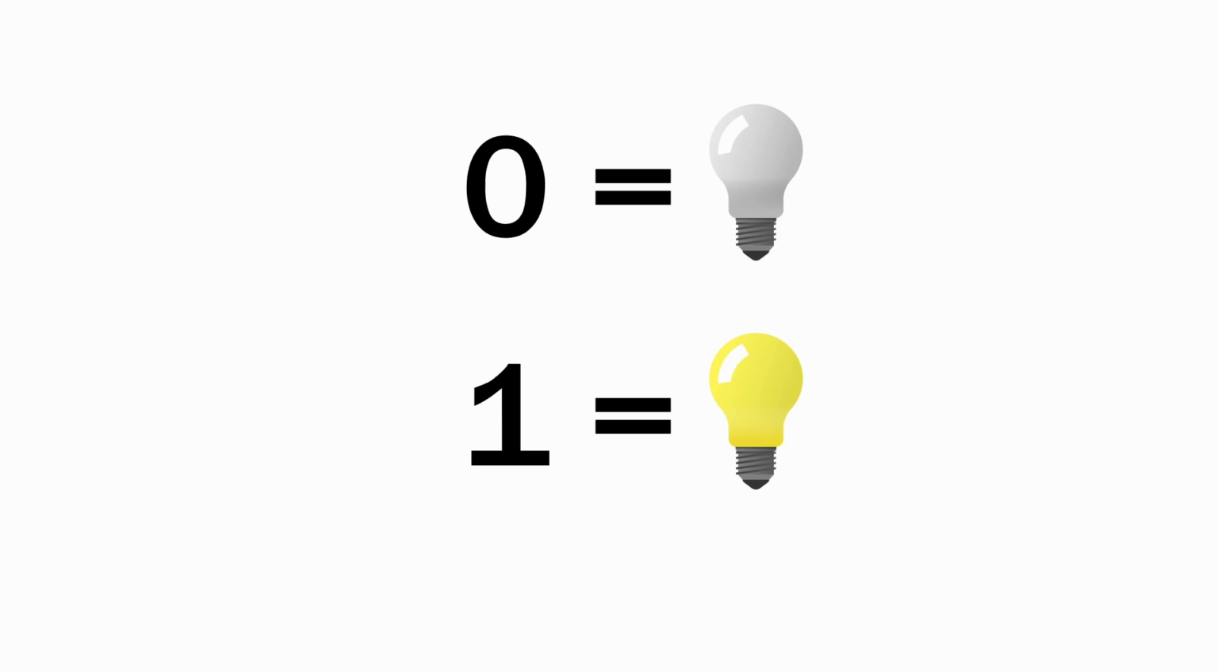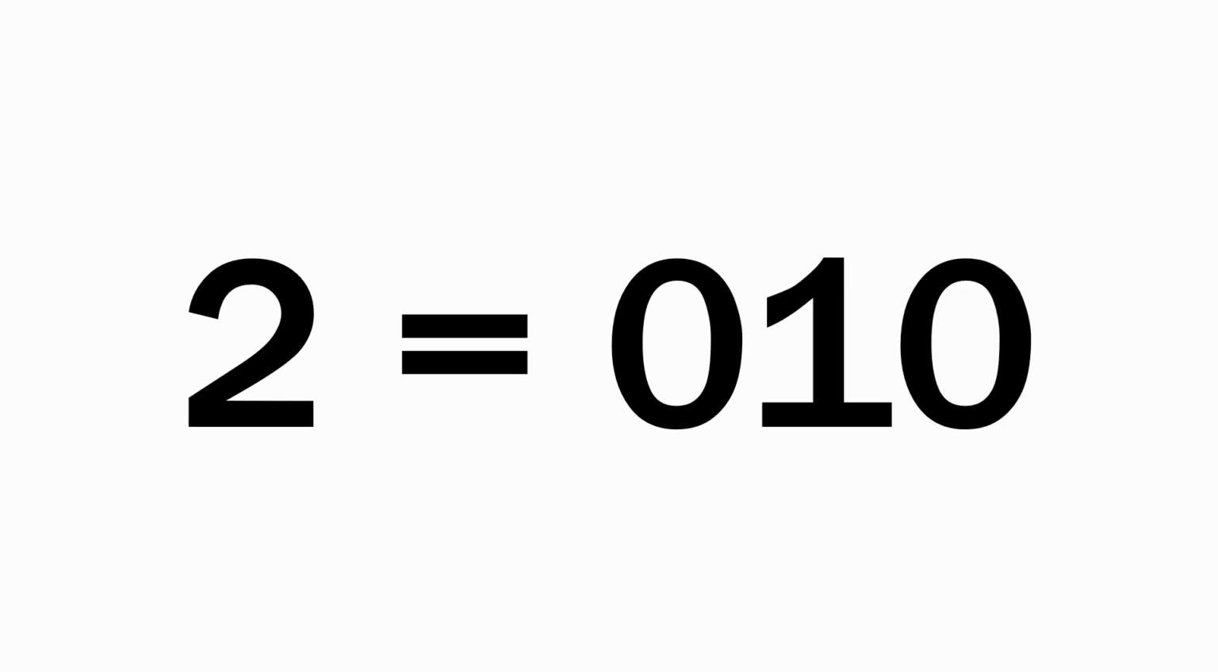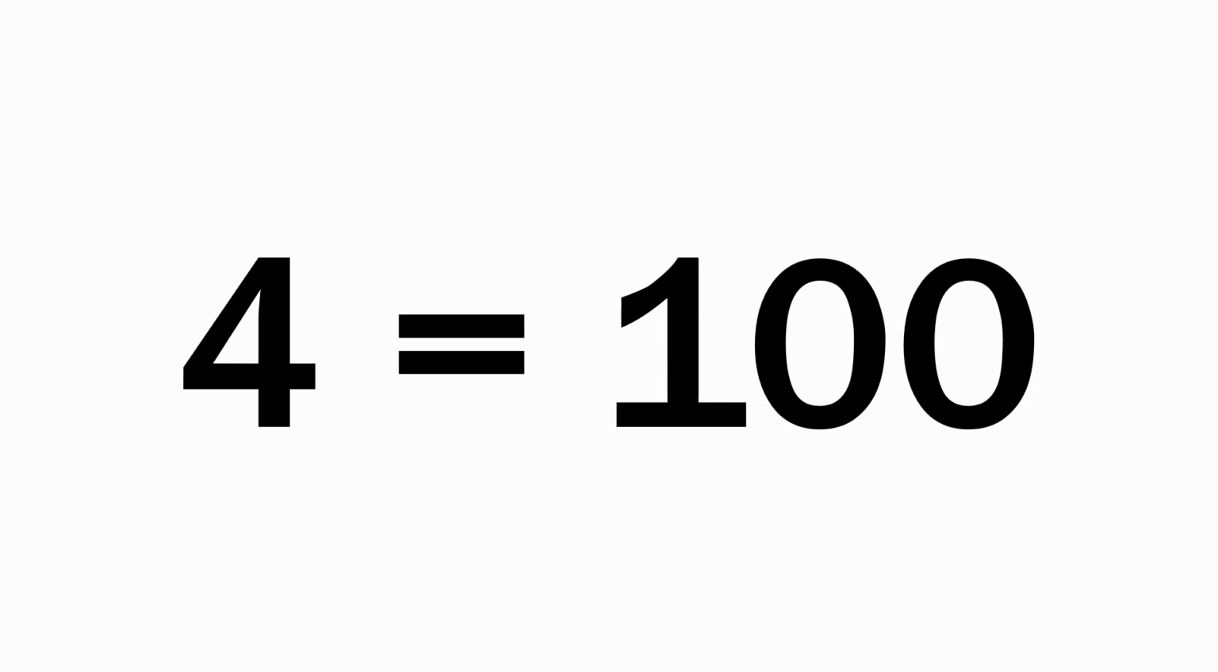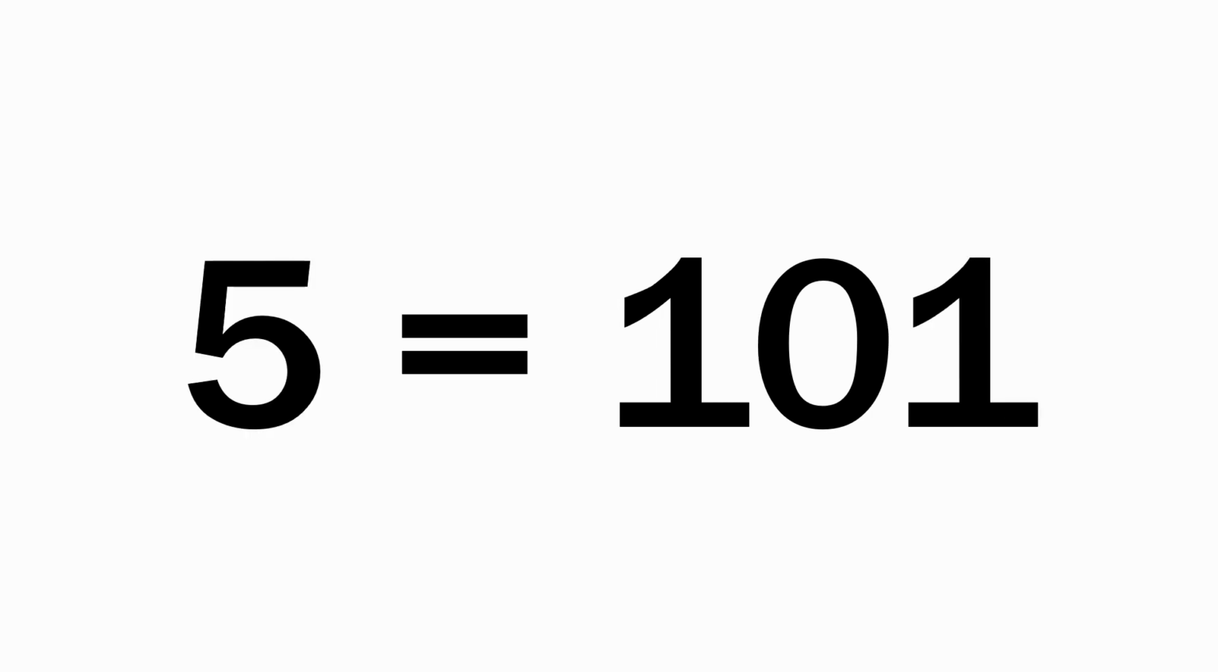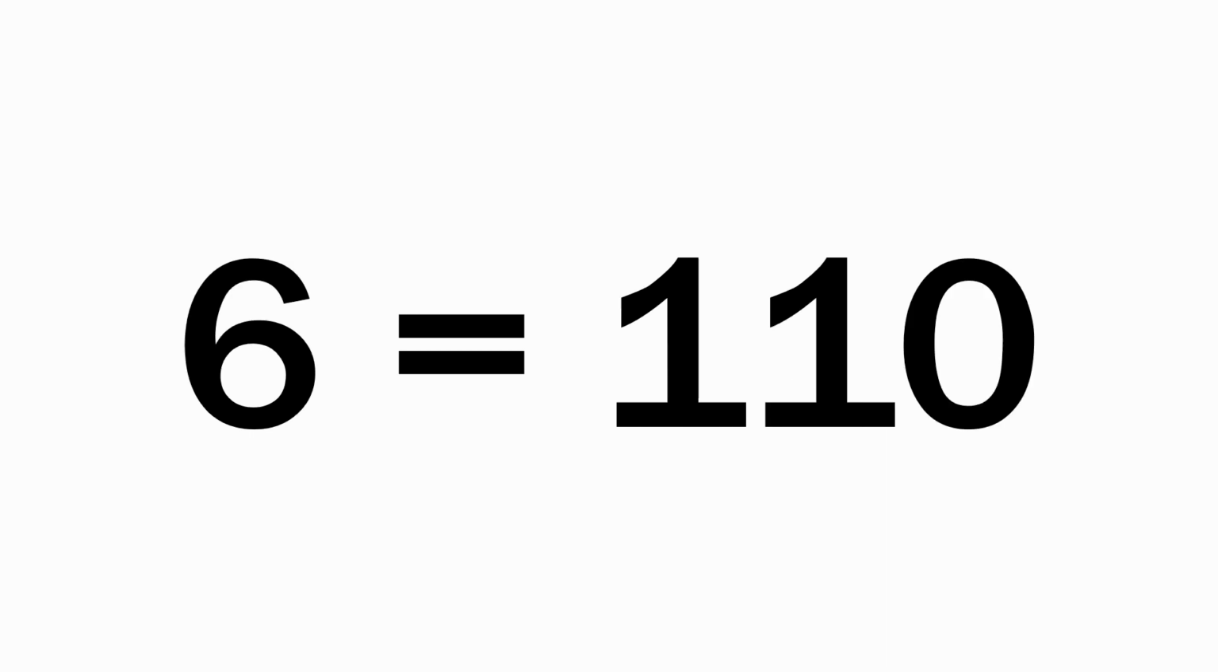So if we think back to 0 being mapped to light bulbs off and 1 being mapped to our light bulb on, we can start thinking of things in zeros and ones. So our 0 is represented by 3 zeros all the way across. Our 1 would be represented by 001. 2 would be represented by 010. 3 would be represented by 011. 4 would be represented by 100. 5 would be represented by 101. 6 would be represented by 110, and 7 would be represented by 111.